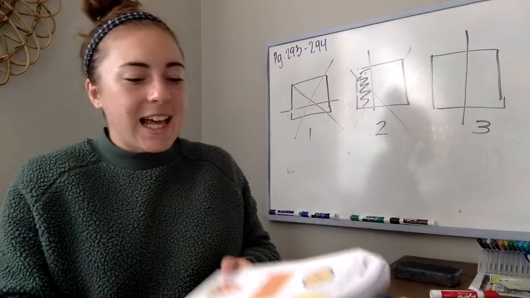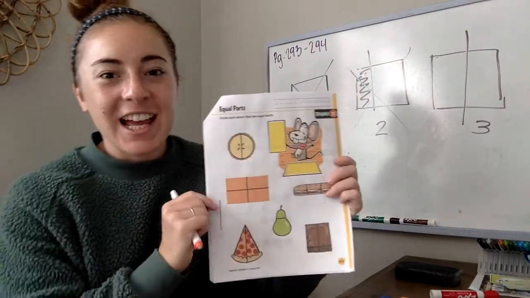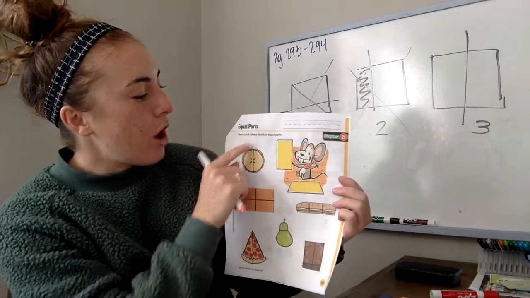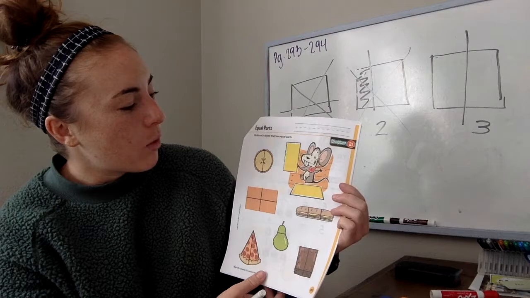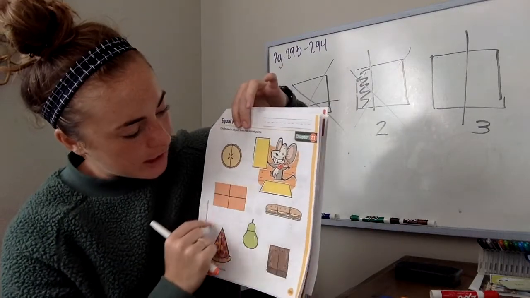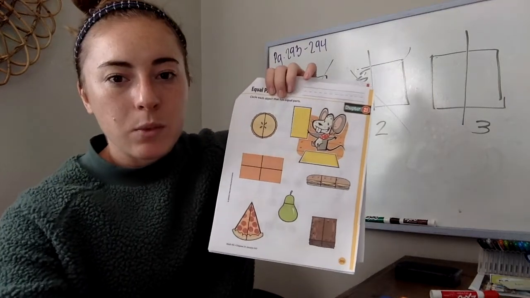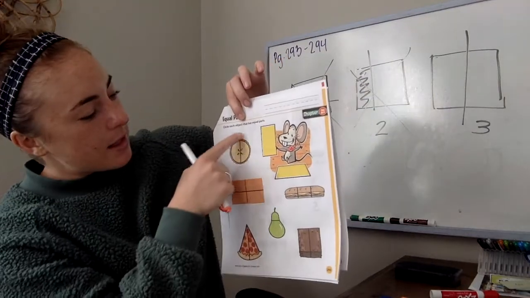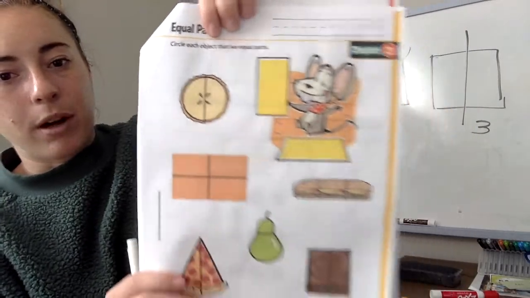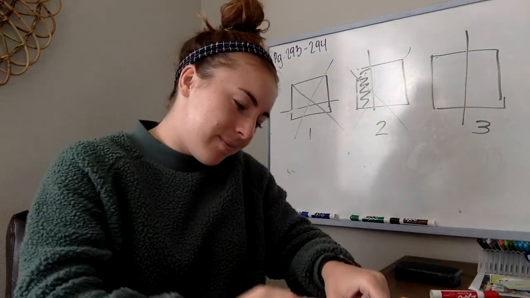So friends, let's look at page 293. There's our friend Cheddar, and we're going to talk about equal parts. It says circle the object that has equal parts. So we're going to look at each object and see what has equal parts. So for the first one, we see this pie. Does this pie look like it's into equal parts? I think so. Let's circle it.